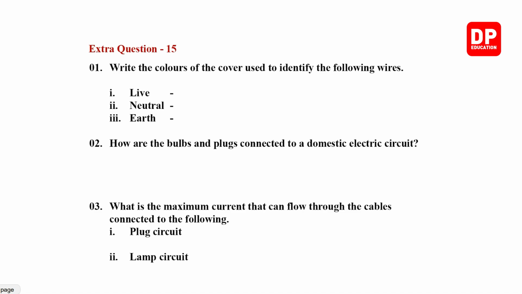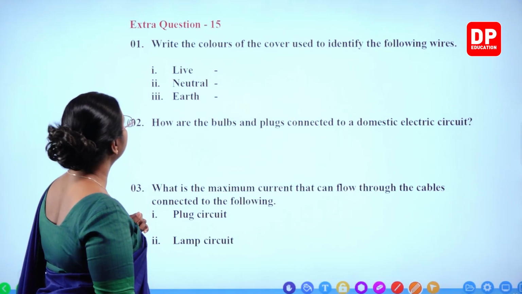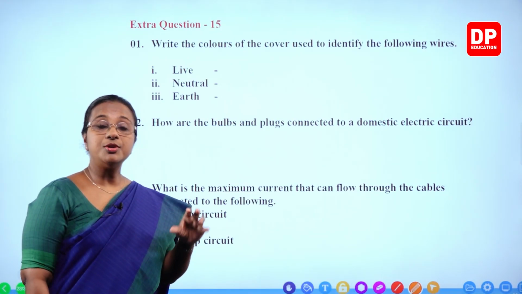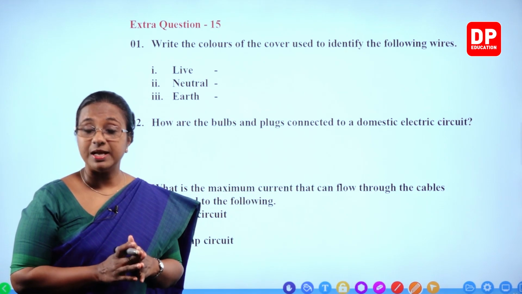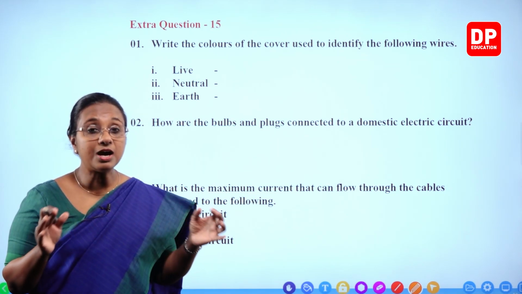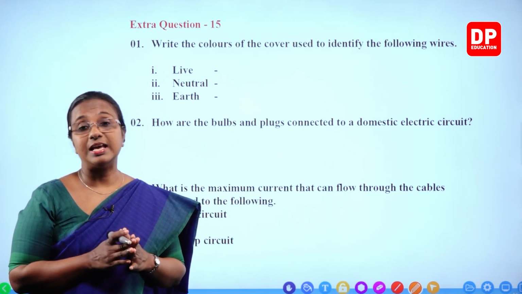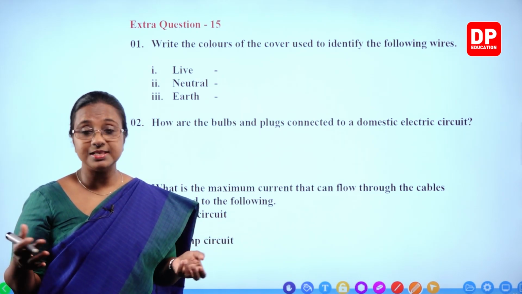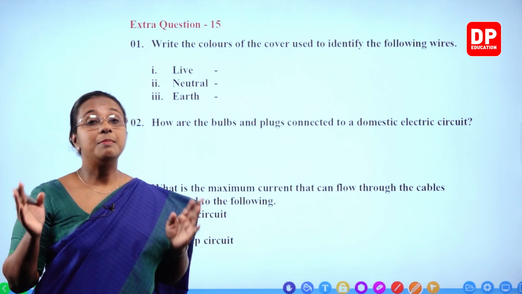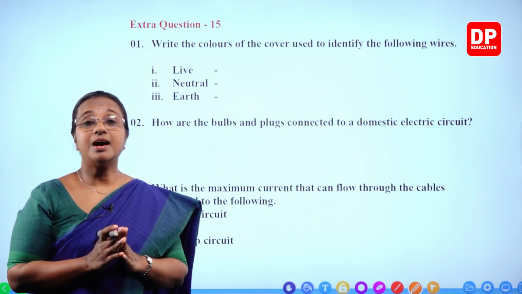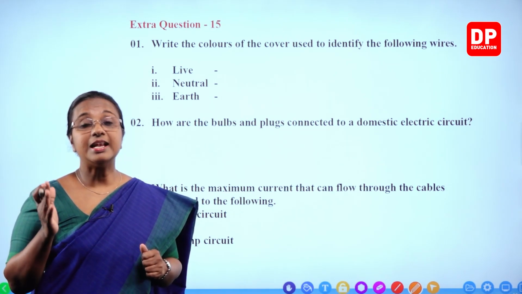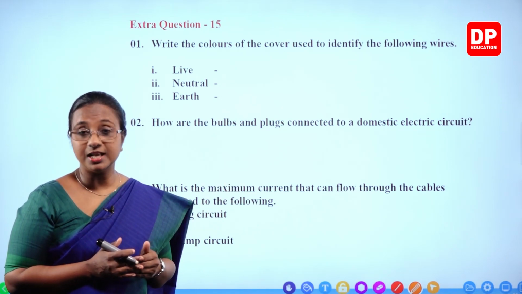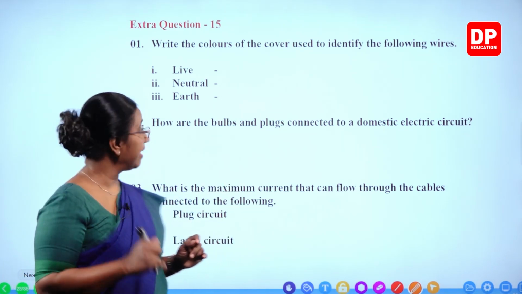Extra question 50. First one, write the colors of the cover used to identify the following wires. So, you all know the conducting wire is usually made up of copper, and around that there is an insulator cover. Usually it can be a rubber cover, a plastic cover, PVC cover, but that PVC cover has a color that is used to identify the different types of wires. So, you all can remember that.